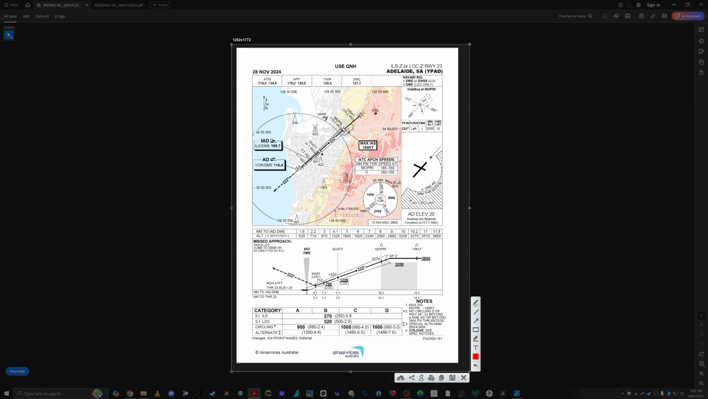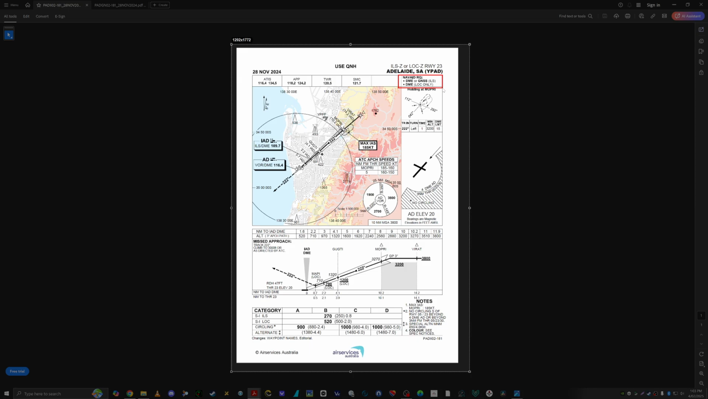Before I do that, the approach chart is basically in three sections. You have the plan view, which is all this section, which just gives an overview of the approach. Then it's the profile view, which shows what the approach looks like in profile, and then it gives you the minimas for the approach. So we'll just deal with them one at a time.